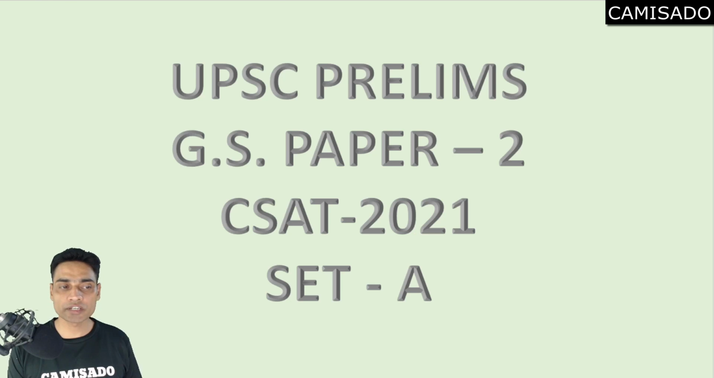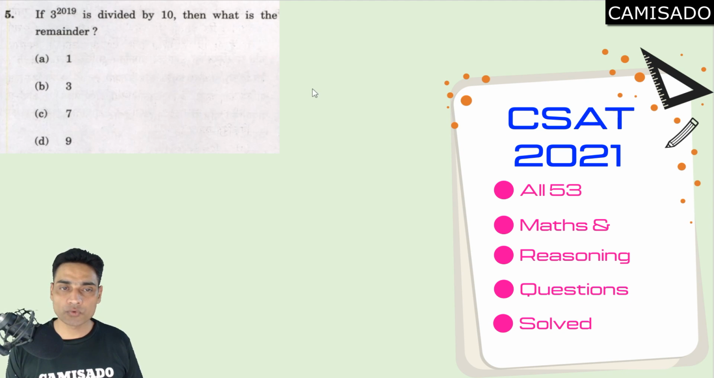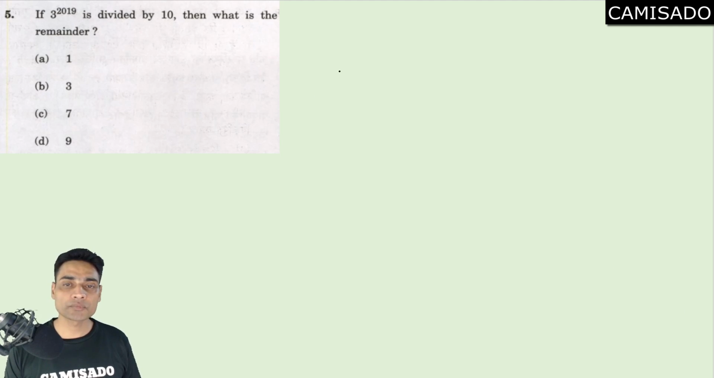So starting again with mathematical and reasoning questions. The first question is: if 3^2019 is divided by 10, then what is the remainder? Actually it is a problem in which the power is very big, so we will try to break it in a way so that we can easily calculate the remainder.